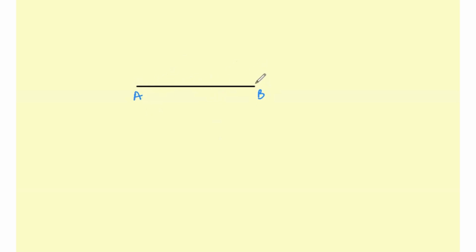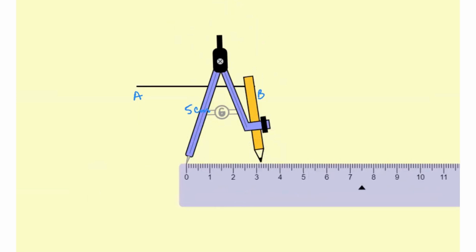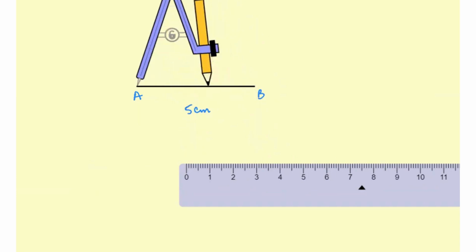In our case, the distance of A and B, because I'm just assuming where points A and B will be, so this line is 5 centimeters. So what you will do next is that you will open your compass to more than half the distance of the line AB. Since half of the distance of line AB is 2.5, we open the compass to 3 centimeters. Once you've opened the compass to 3 centimeters, you will bring your compass and place it at point A.